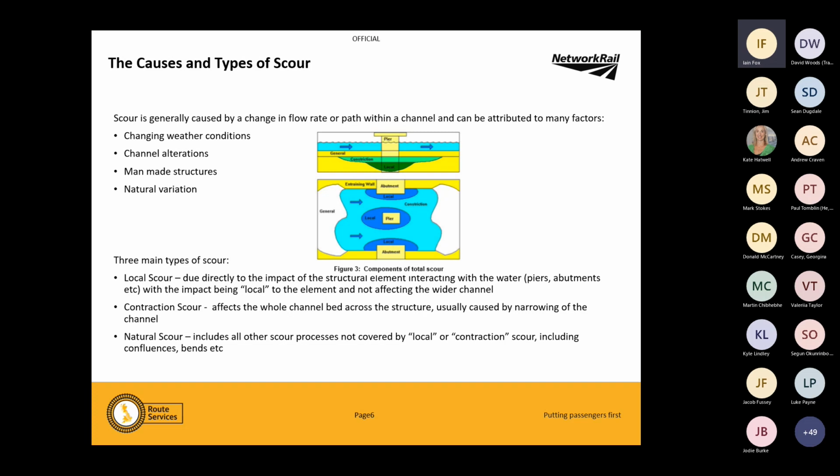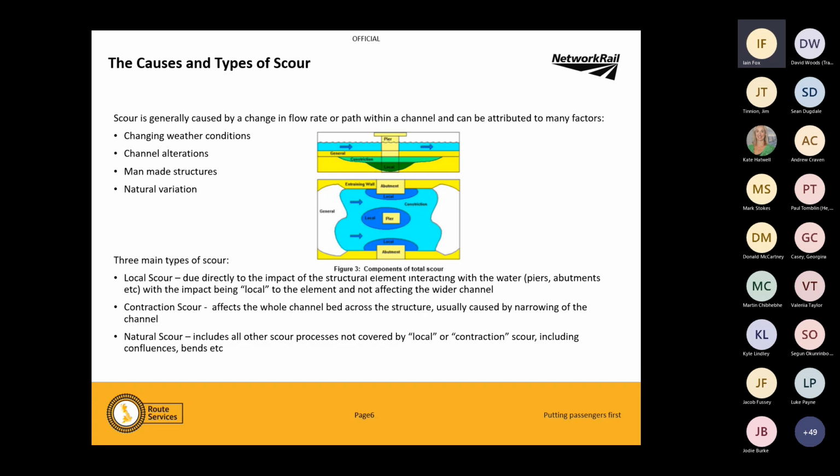So the 3 main types: local scour is directly because of something that we have placed in the water. I'll explain why shortly, but it happens only around the element that is in the water or close to the water. Contraction scour is relatively straightforward: it happens right across the width of the structure, or right across the width of the channel, and it's caused because the channel is narrowed. Again, we'll touch on that shortly.